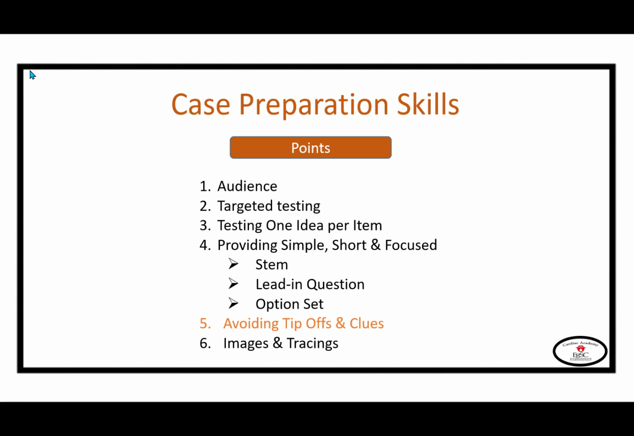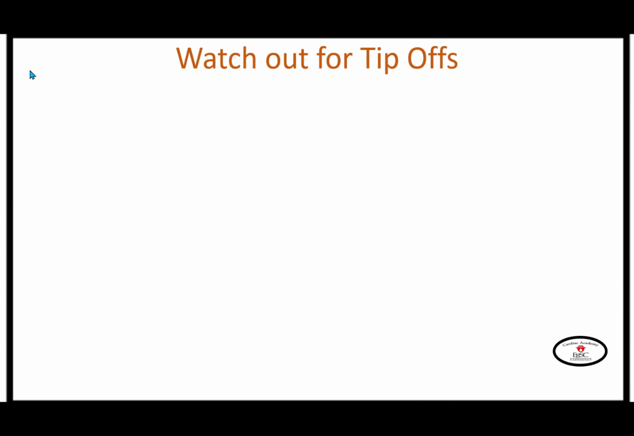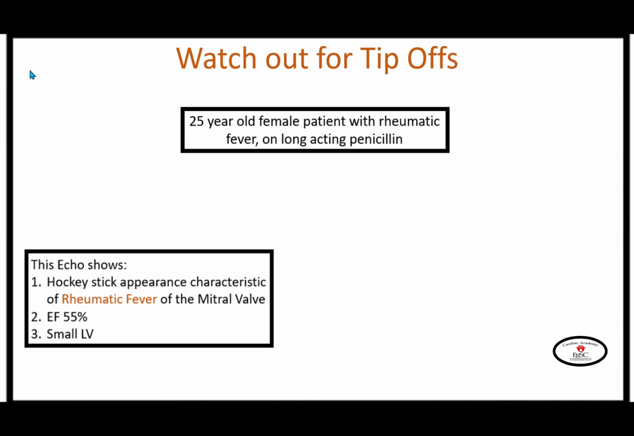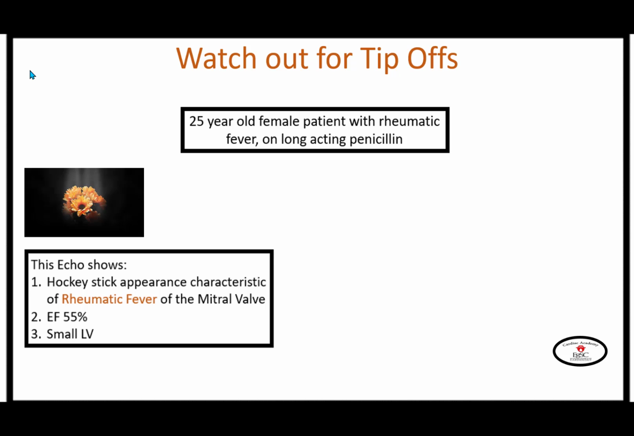Avoid tip-offs and clues. Watch out for tip-offs. For example, a 25-year-old female patient with rheumatic fever on long-acting penicillin, and this is the option set that we've been given. Her echo shows, number one, hockey stick appearance characteristic of rheumatic fever of the mitral valve. Number two, ejection fraction 55%. Number three, small left ventricle. All right, I can give you a picture of flowers and you'd still be able to get this question correct. Of course, it's number one, hockey stick appearance characteristic of rheumatic fever of the mitral valve, right?